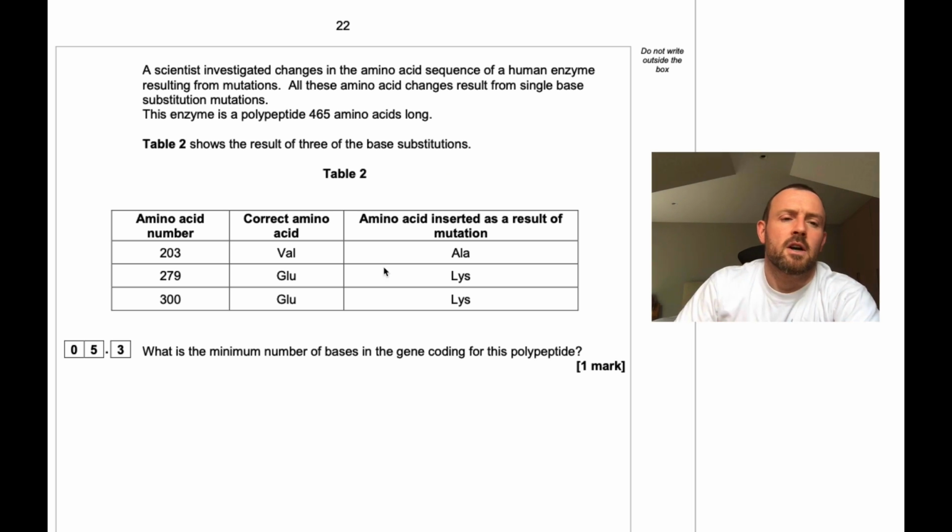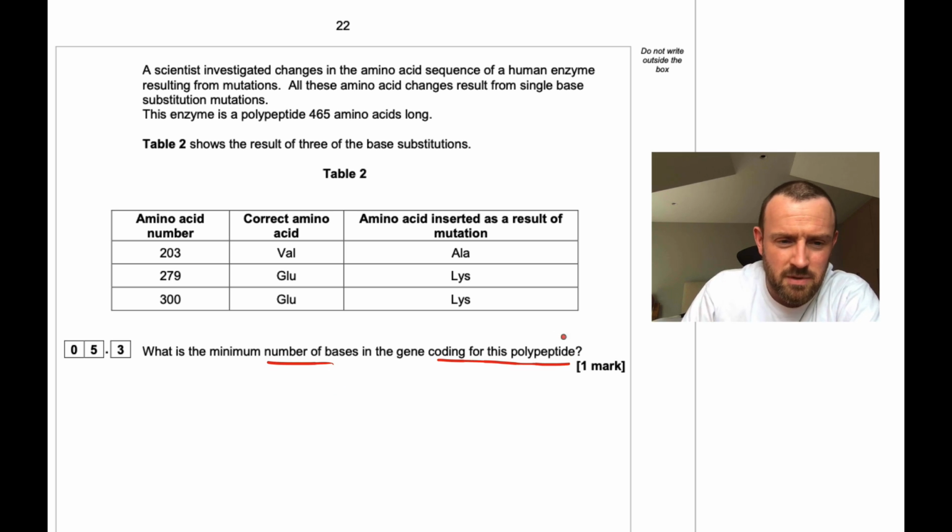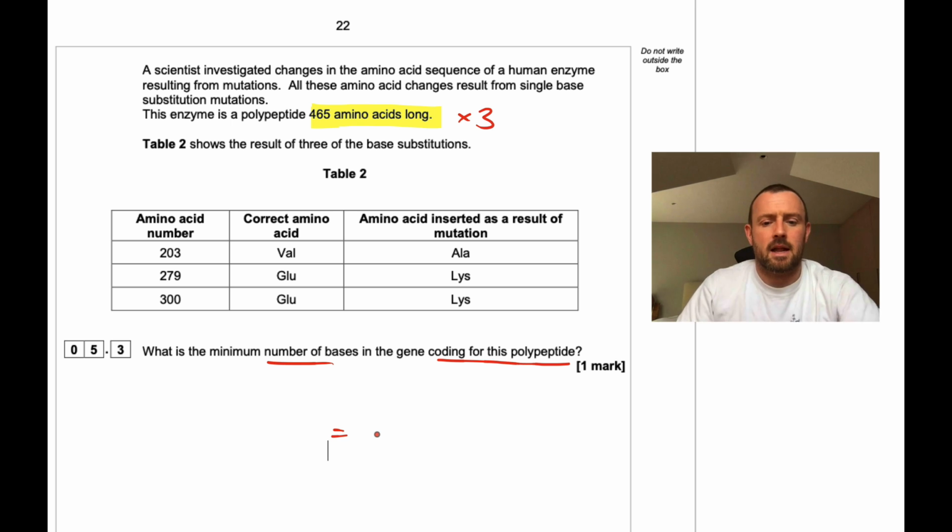Strange. Oh, okay, I understand now. What is the minimum number of bases in the gene coding for this polypeptide? Right, so it's 465 amino acids long. That's what we need to know. Each amino acid is coded for by a codon, which is 3 bases long. So it's times 3 to get the answer. Now, it's only 1 mark, so I think that is the correct answer, 465 times 3.